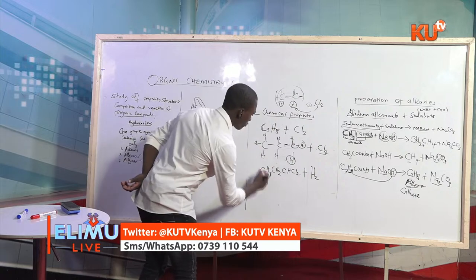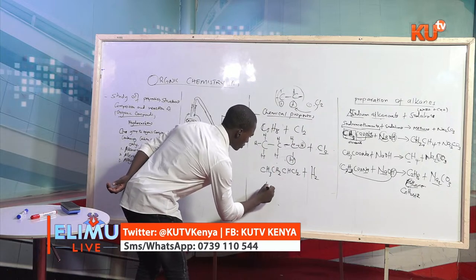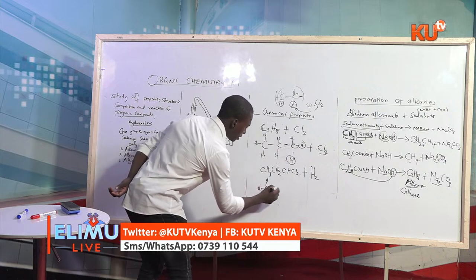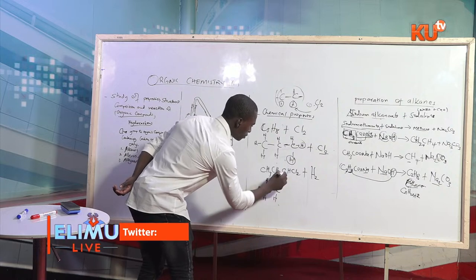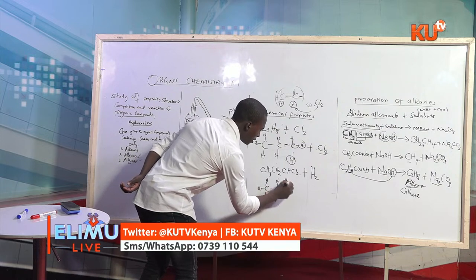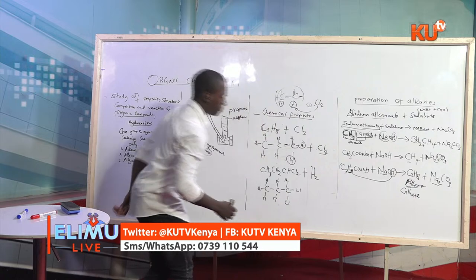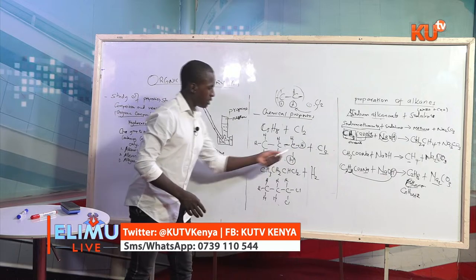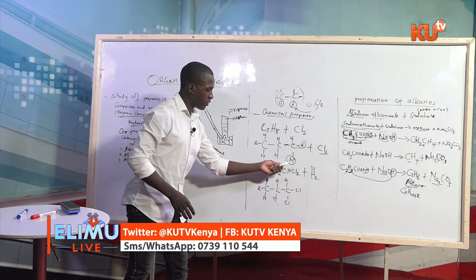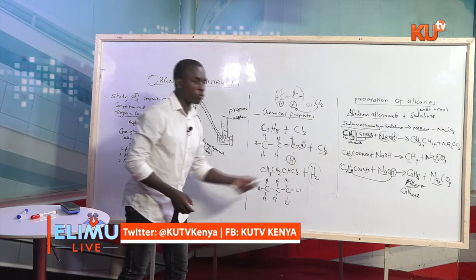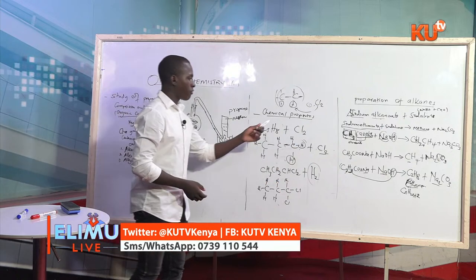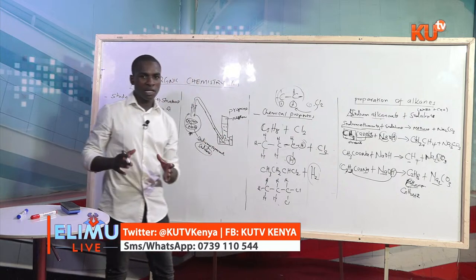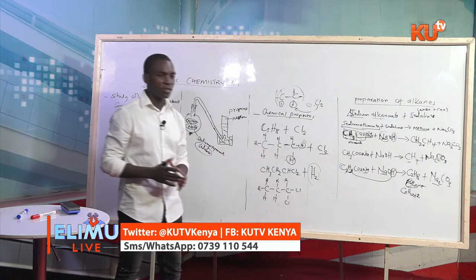So from the open structural formula, we have a carbon bonded to three hydrogens, then carbon and two hydrogens here. We have carbon and hydrogen, and then chlorine and another chlorine. Good. Now, this chlorine has displaced two hydrogen atoms and substituted the position which was initially occupied by hydrogen. That's the type of reaction we call a substitution reaction. The specific type of substitution reaction which has taken place here is called chlorination.